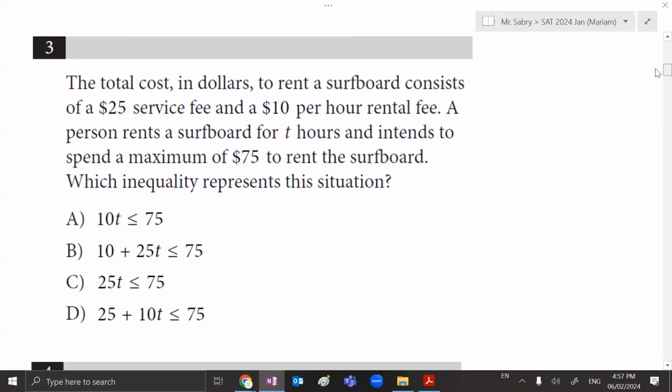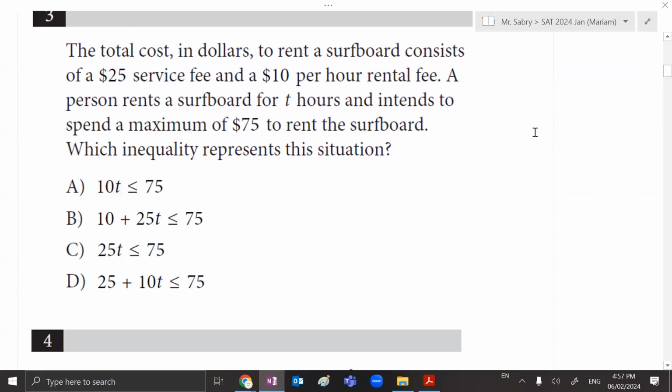Number 3. The total cost in dollars to rent a surfboard consists of a $25 service fee and a $10 per hour rental fee. The person rents a surfboard for 10 hours and intends to spend a maximum of $75 to rent the surfboard. Which inequality represents this situation? So what are you thinking of, Mariam?